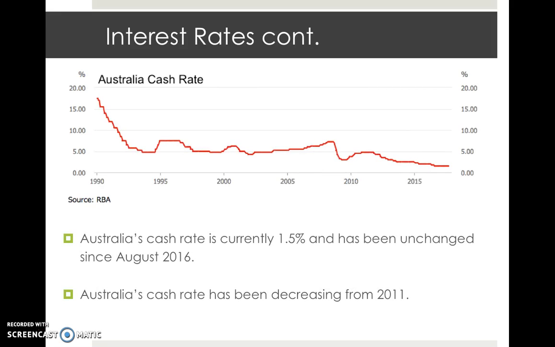According to the Reserve Bank of Australia, Australia's cash rate is currently at 1.5% and has been unchanged since August 2016. Seeing as Australia's cash rate has been decreasing since 2011, this could potentially deter investors away.